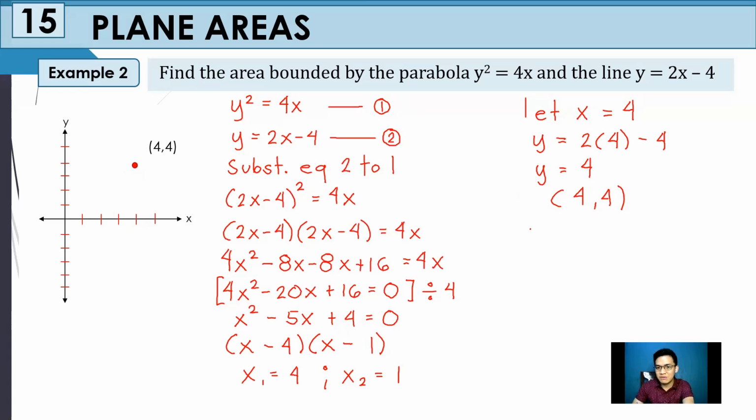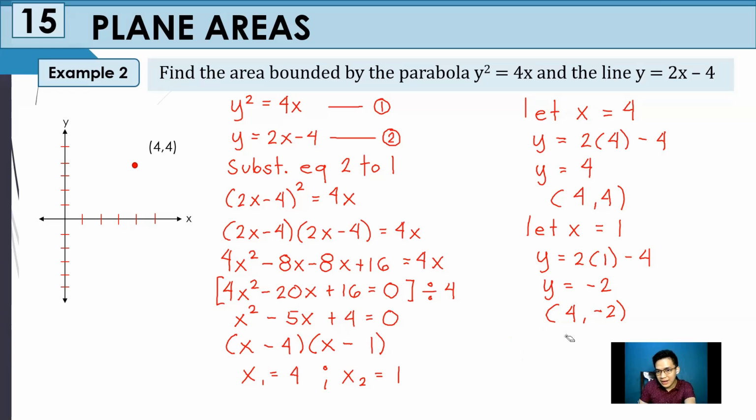Okay, yung second, so therefore, continue lang natin. Let x is equivalent to 1. Substitute natin: y is equivalent to 2 multiplied by 1 minus 4. And that is obviously 2 times 1 is 2, minus 4. Meron tayong negative 2. So therefore, our second intersection between our two graphs is (1, -2).